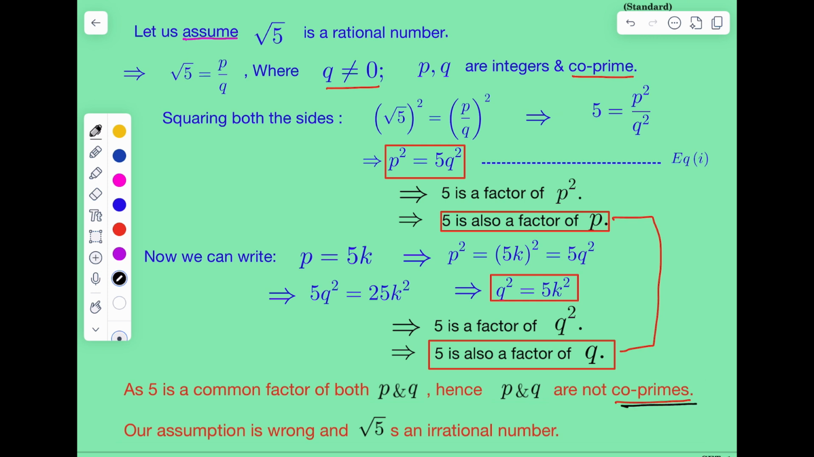Our assumption is wrong, and hence root 5 is an irrational number. Root 5 is an irrational number. That you have to write: root 5 is an irrational number.